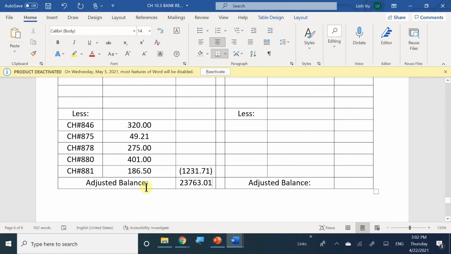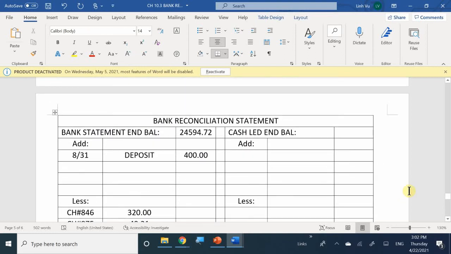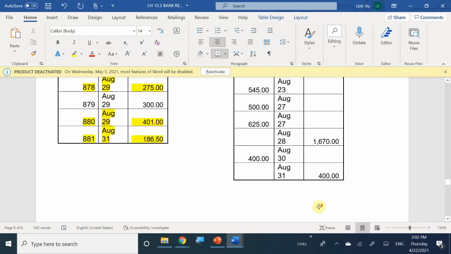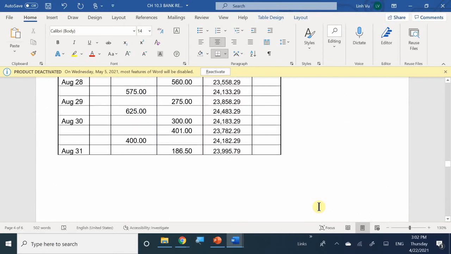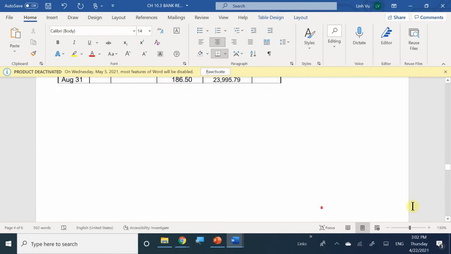All right, so that's the bank side. Okay. What about the cash ledger? So what's the ending balance in my cash ledger? 23,995 and 79 cents. So 23,995.79.